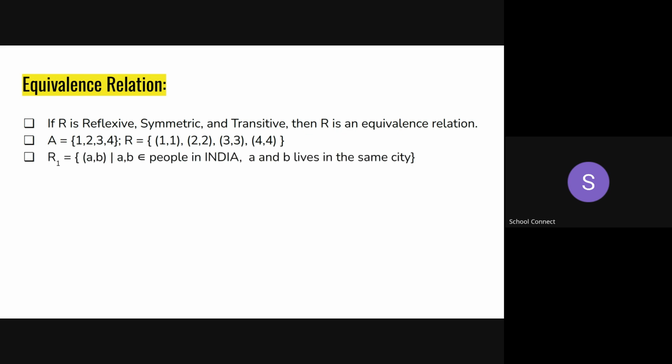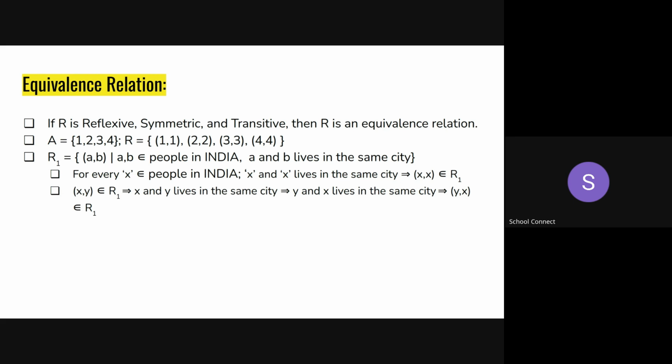And also, if you have any relation like this, A comma B, where A and B are people in India, and R1 contains all the pairs A comma B where A and B live in the same city. Even here, you can check for reflexivity. Reflexivity is very simple. If you are living in India and in one city, then you will live in that particular city. It's reflexive, right? So x comma x will always be there for every x.